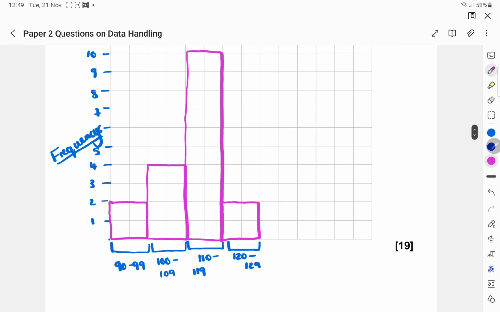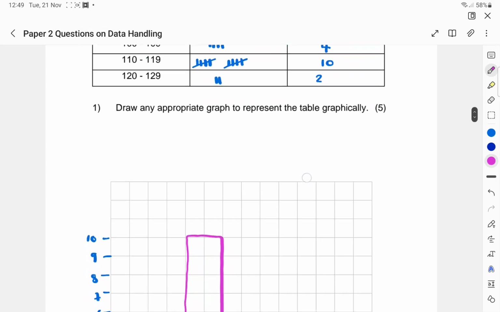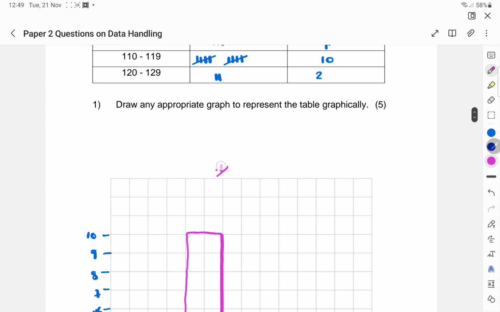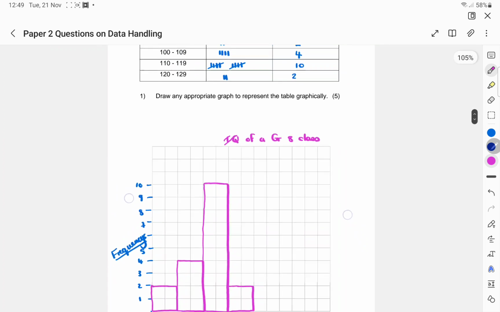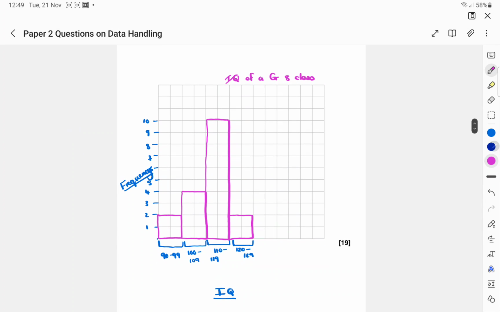Okay. And there is your graph. You could have done it with a straight line graph. They said any graph that is suited to this. Mostly it would be a histogram or a bar graph. And then I would just add a heading here, IQ of a grade 8 class, just to make sure that I've got everything represented there. Okay, makes sense. All right.